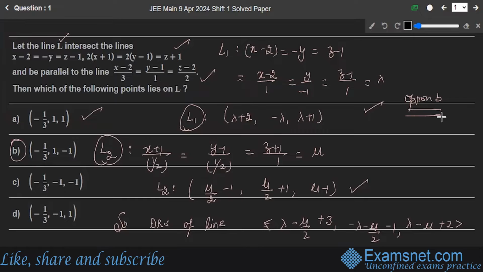Option B stands to be the correct answer to the question. Hope you got that. Let's move to the next question.